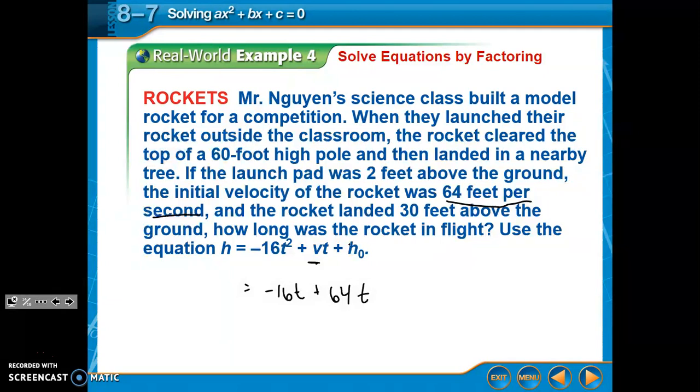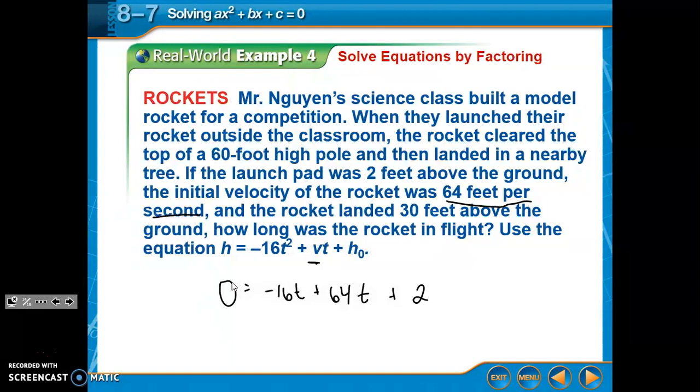Okay, and they say the initial height, h0, when you have a 0 there, it means the initial. So they say the initial height was 2 feet above the ground. So we're going to put in 2 for h0. And the final thing we're looking for is how long it was in flight. So our final height is going to be when it hits the ground, which is going to be 0. So we're going to solve this for t.